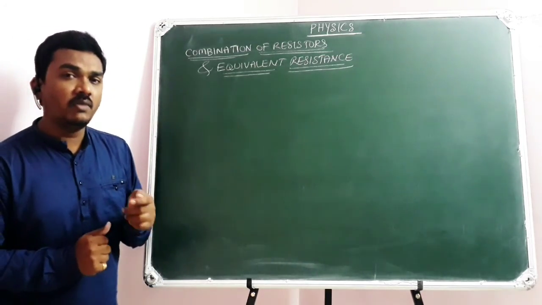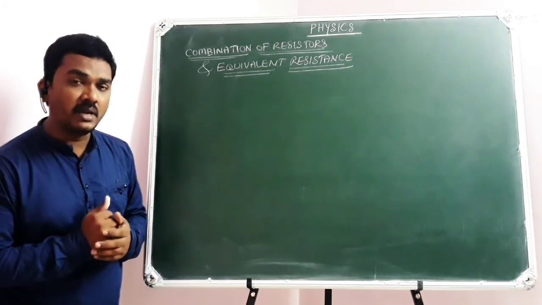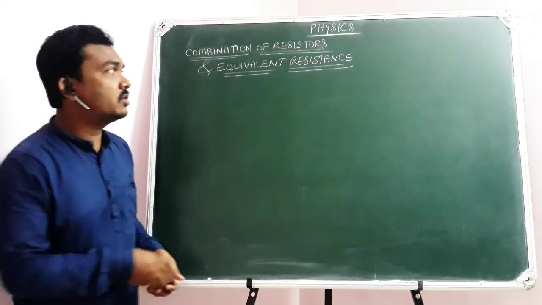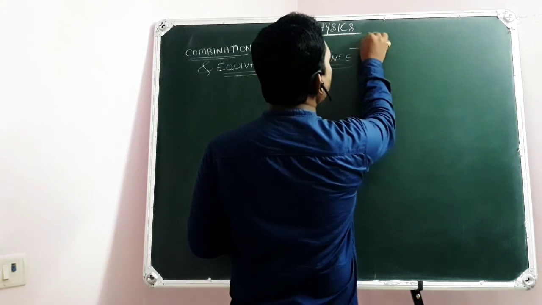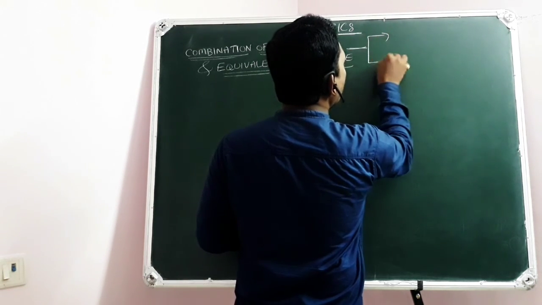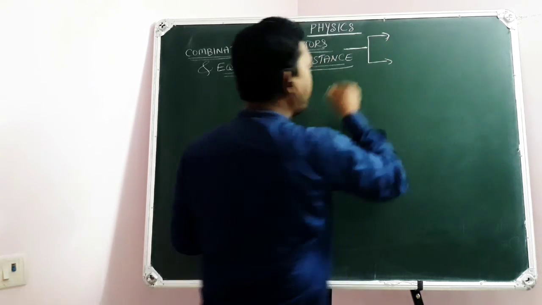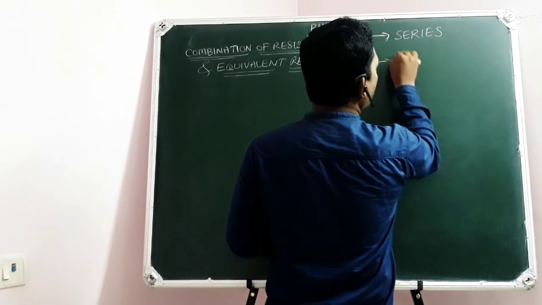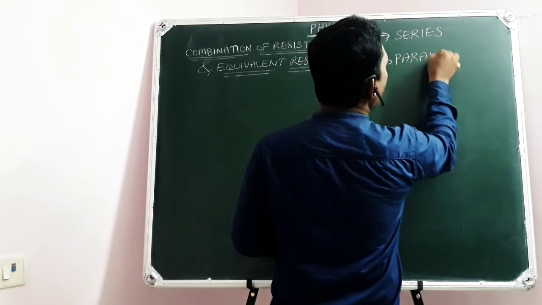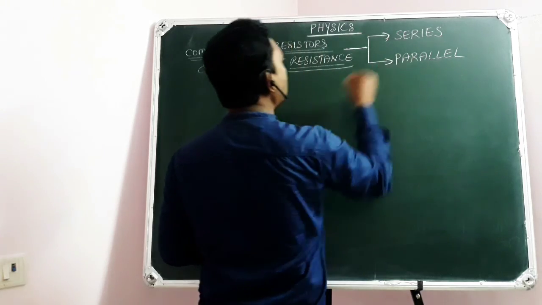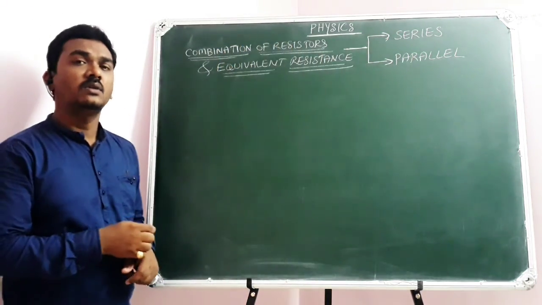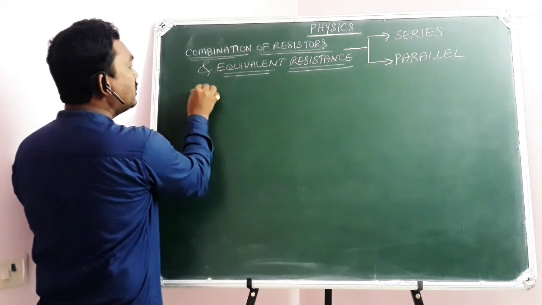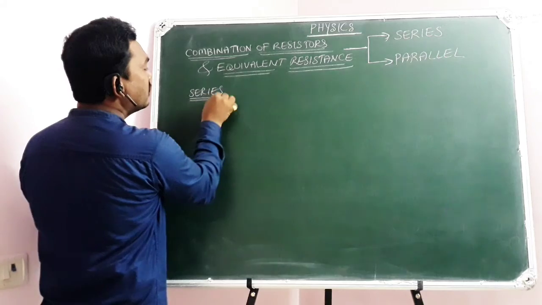Now, how do we calculate the equivalent resistance when resistors are combined, and in what way can we discuss the combination of resistances? Yes, coming to the point. When we are dealing with the combination of resistors, usually we come across two types of combinations. One is the series combination of resistors, and the other is the parallel combination of resistors. So what is meant by series combination of resistors? Let us discuss that first.